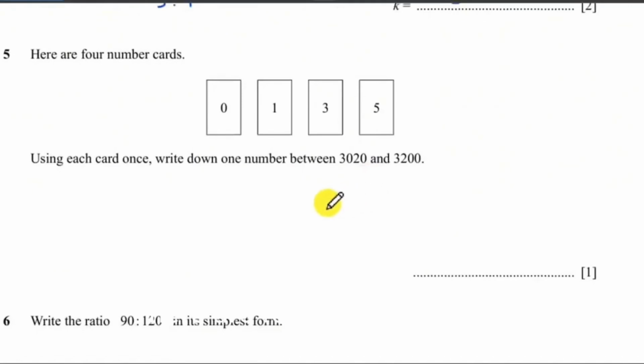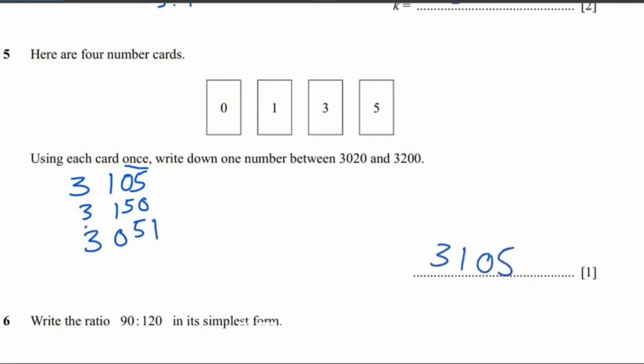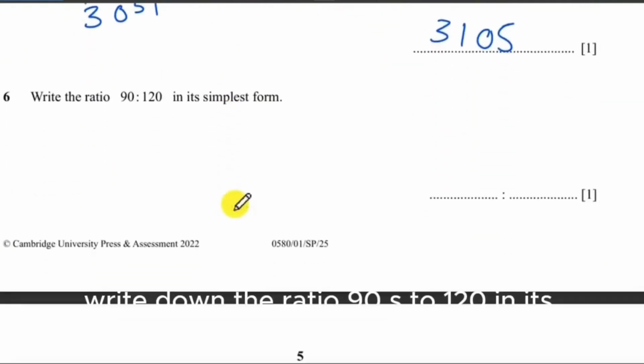Here are 4 number cards. Using each card once, write down one number between 3020 and 3200. So here, a number bigger than this one, we've got maybe 3000, 3150. Another number which you can use is maybe 3051. So just choose any one from these. I'm going to choose 3105.